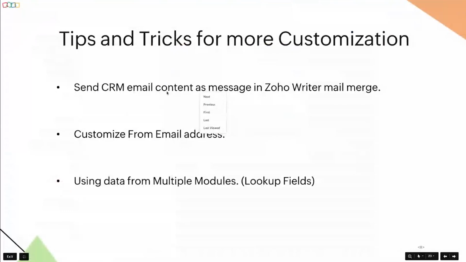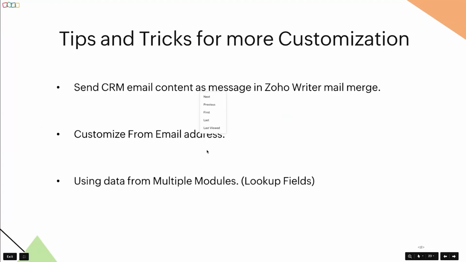Another powerful feature is the ability to add data from multiple modules into a single template. You can use lookup fields in Zoho CRM to pull data from different modules and then incorporate those fields into your merge template. This versatility makes it easy to generate comprehensive and detailed documents.